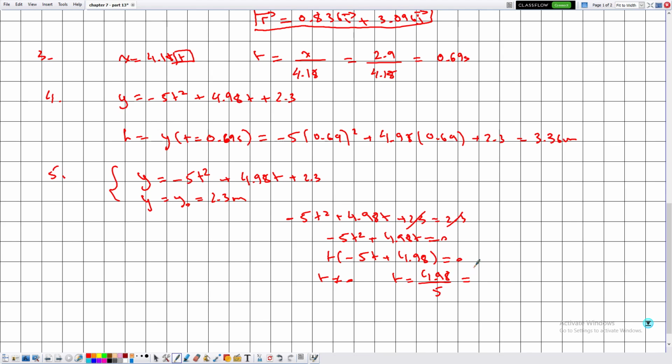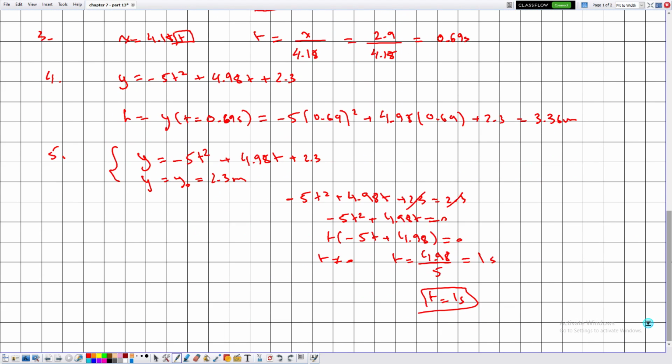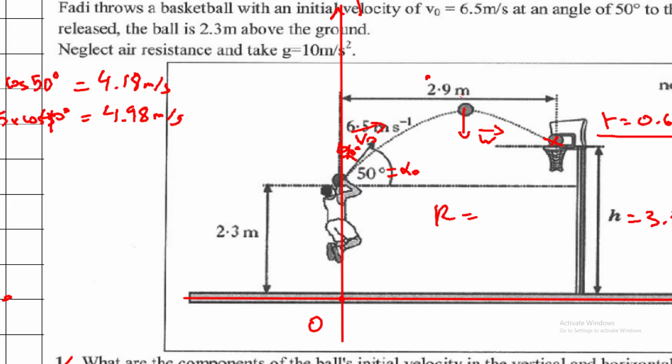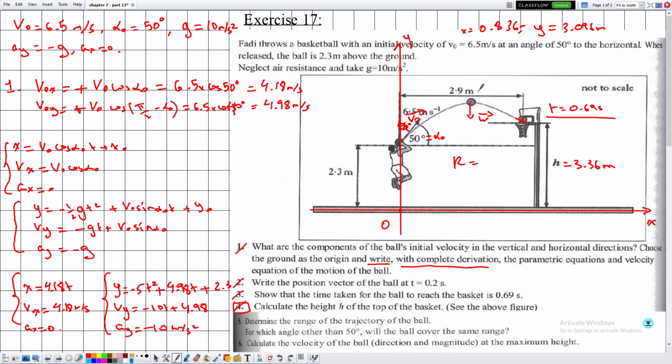Plugging this into the calculator, it is almost 1 second. Okay, so if we are rounding, then this is 1 second. Now we didn't calculate the range, we calculated the instant that describes the event of the range. Now whenever we need to calculate the range, we expect that the range must be greater than 2.9 meters because this distance is less than the range.